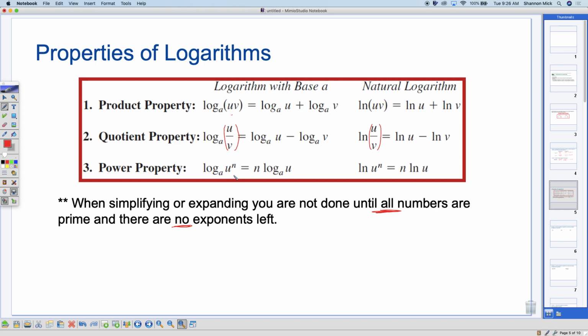Like log base 10 of 1 is what? Zero. Log base anything of 1 is what? 0. Okay, so you are not done until all numbers are prime, there are no exponents, and you should put probably no rules left to do. Okay? Everything has to be exhausted. I'm exhausted. You are? You haven't even started. Well, everything has to be.